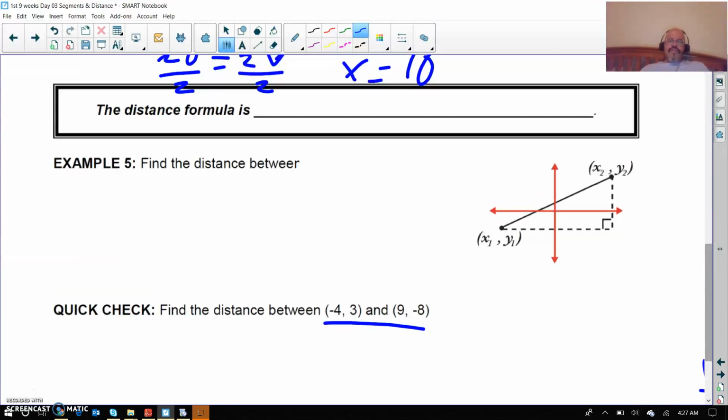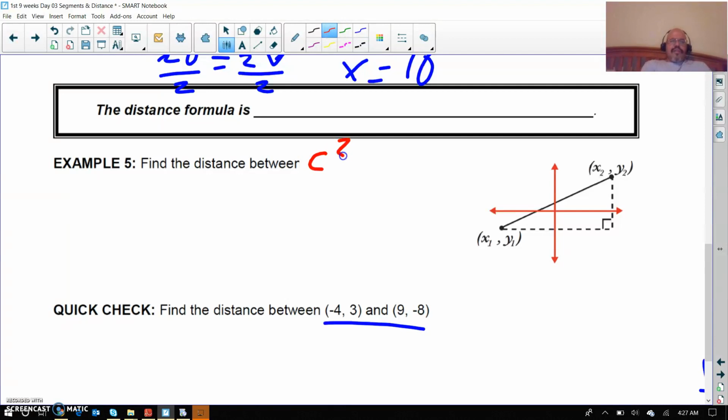Now, right here, this is a right triangle. So we're going to be using actually Pythagoras' theorem, a squared plus b squared. Let's write that a little bit differently. I'm going to write the c first. You guys should know this by now.